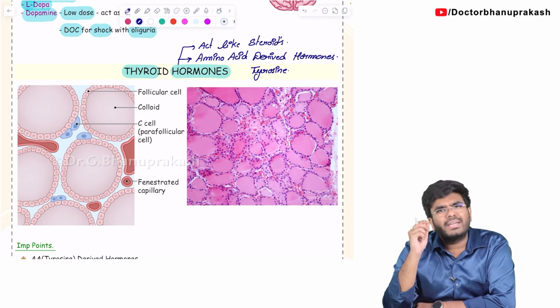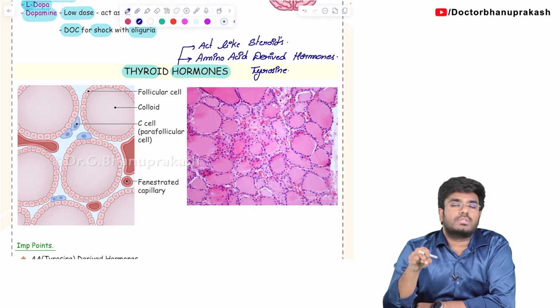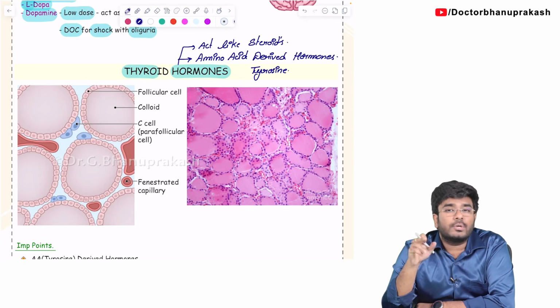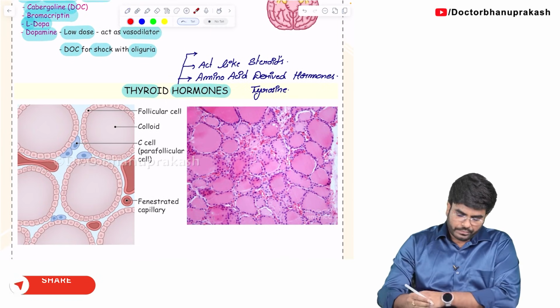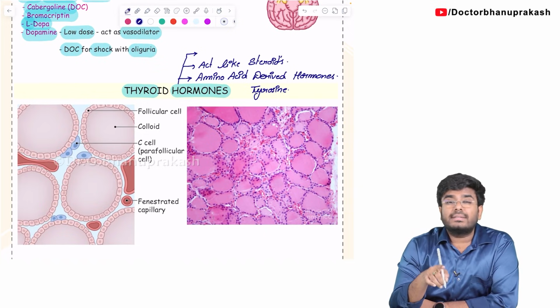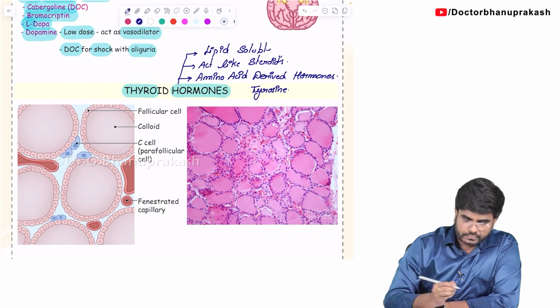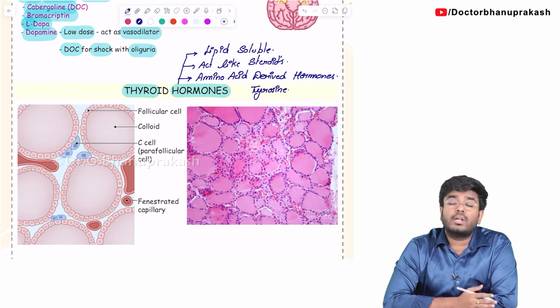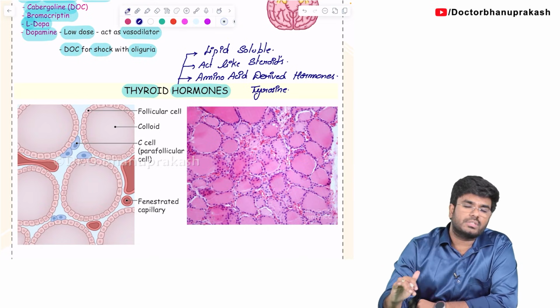Why am I saying acting like steroids, guys? Because even though they are amino acid derived hormones, they act like steroids because they can cross the cell membrane. So thyroid hormones are lipid soluble hormones. Lipid soluble meaning they can cross the cell membranes and directly enter into the cell.